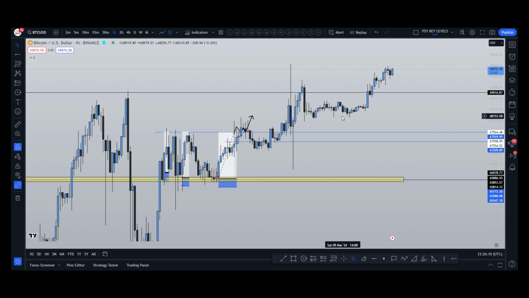Okay, so by the way guys, before I get into this, this is my first time looking at Bitcoin, and obviously as you can see I've already drawn out some levels. I'll be going into this further, doing further breakdowns for the next week.